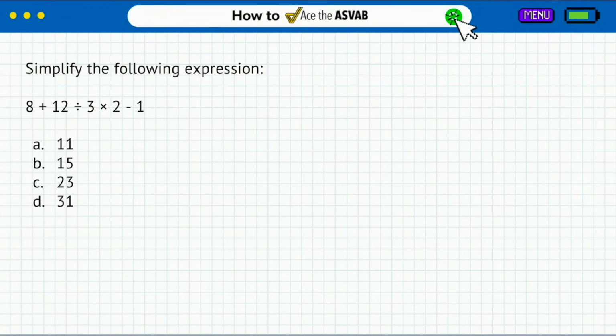All right, my party people, number one, here we go. We're trying to simplify the expression, and we have what looks to be order of operations, and that is correct. So this first question, if you are in the program, belongs to Unit 1, and again, that's going to be order of operations.